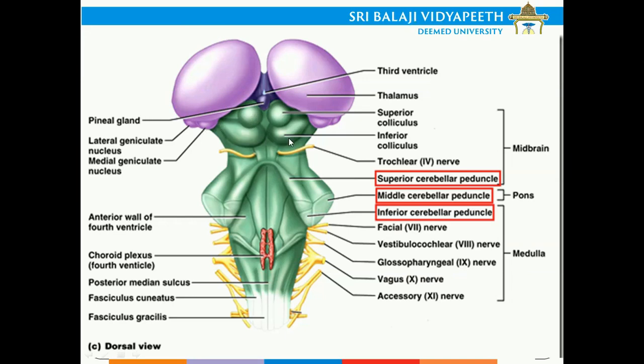Well below the inferior colliculus, you find the trochlear nerve. The moment you see the trochlear nerve, you should be able to identify that this is a dorsal view. Dorsal view means posterior view, because the trochlear nerve is the only cranial nerve that comes out through the dorsal aspect of the brain. The remaining cranial nerves all come out through the ventral aspect. So that is also an important MCQ.